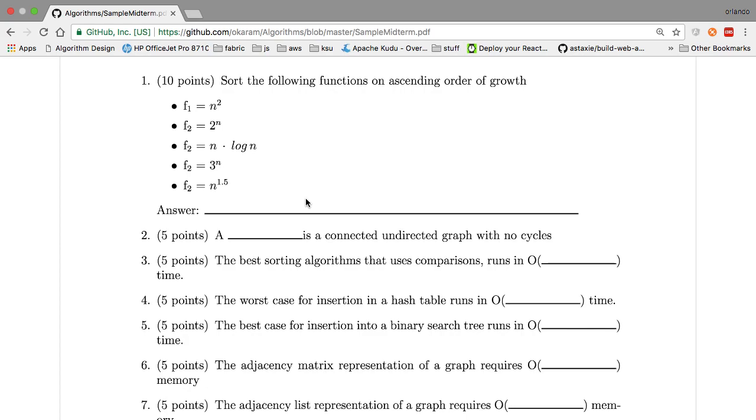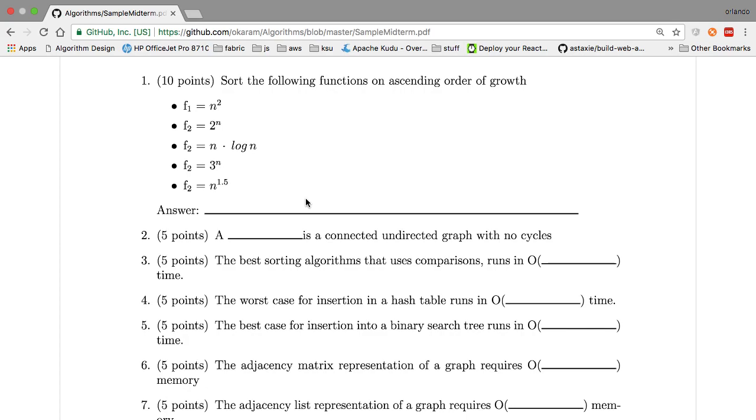Sort the following functions in ascending order of growth. Oh, F1, F2, F3, F4, and F5. Sorry. I will eventually fix it or not.